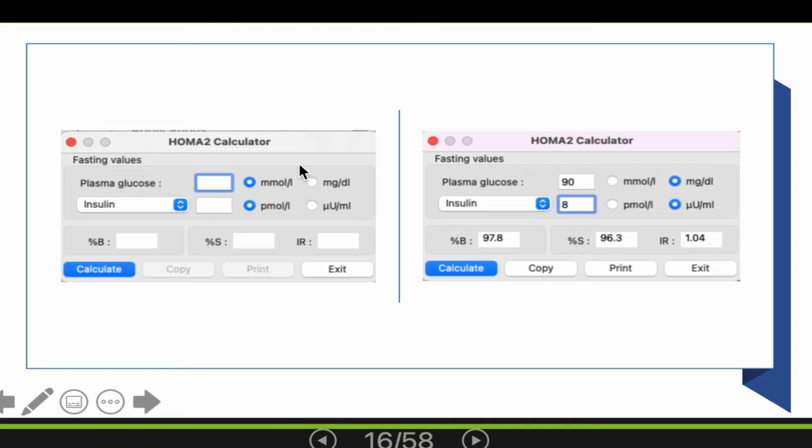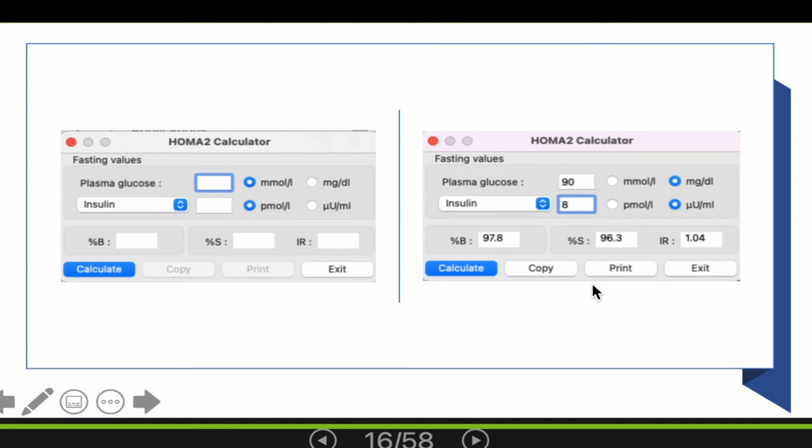You enter the plasma glucose value. You can use different units, and you enter the fasting insulin level. You can again see the different units here. So it gives you the percentage HOMA beta, the percentage HOMA S, that is HOMA sensitivity, percentage sensitivity. These are very simple to understand. And then of course insulin resistance, or IR.